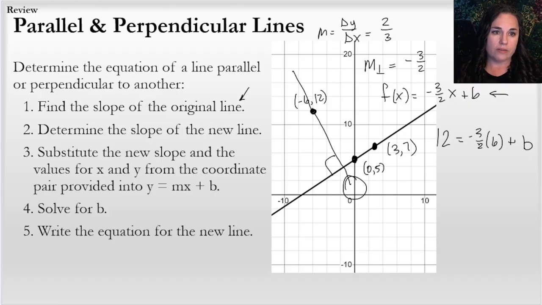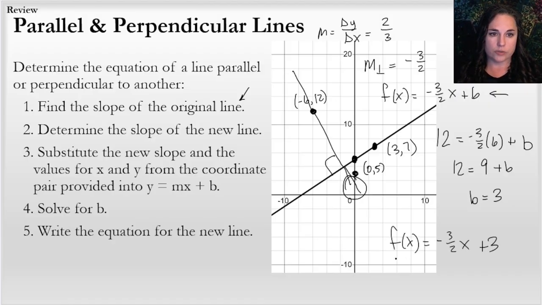This gives me negative 18 over 2, so I get 12 equals 9 plus b, and you can see that b equals 3. And when I look at the graph, that seems reasonable. I guess maybe my line was drawn a little weird. Maybe it's going through here, and then that would be a little bit more perpendicular. So the equation of that new line, I'm going to say, is f of x equals negative 3 halves x plus 3, and that would be my answer for a perpendicular line.